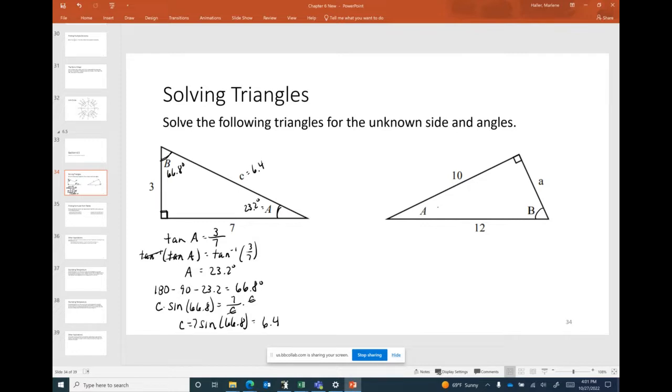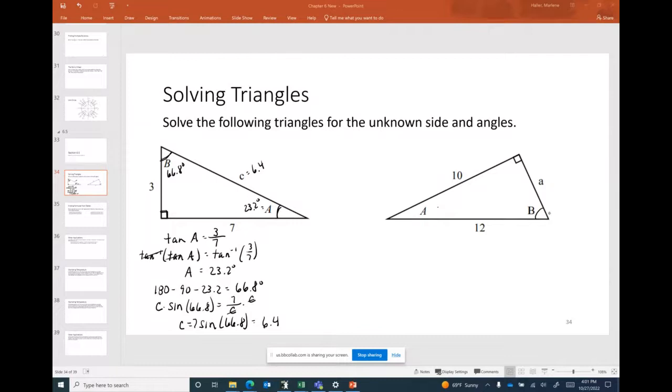Okay, so we do one more. This one over here, we know the hypotenuse and one of the sides. So we need to find the two interior angles as well as the third side. Just to mix things up, let's find that third side first.